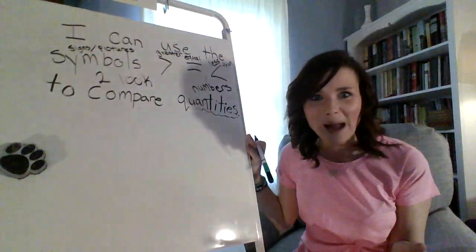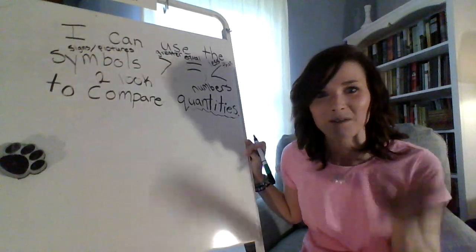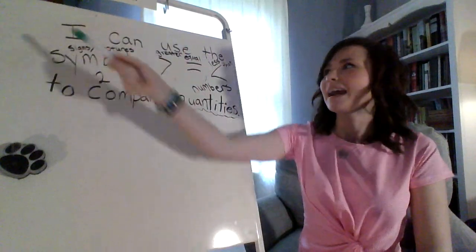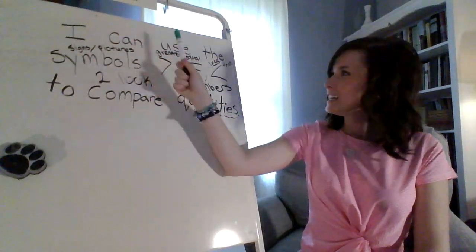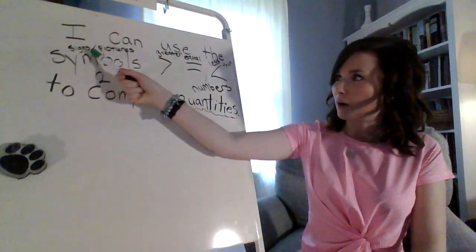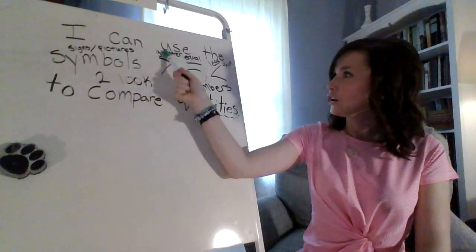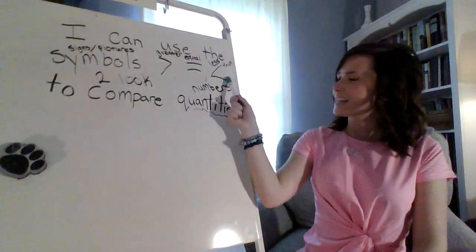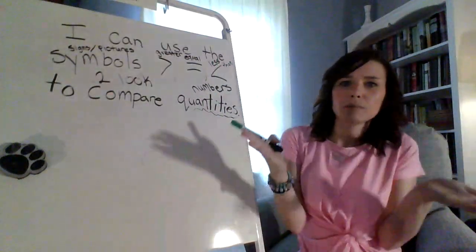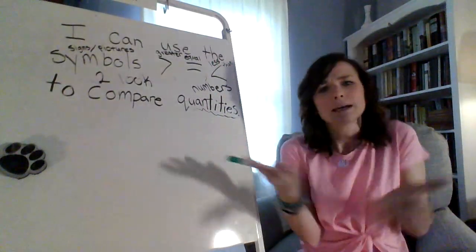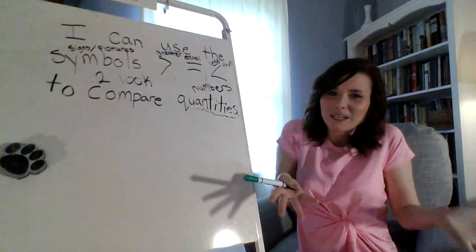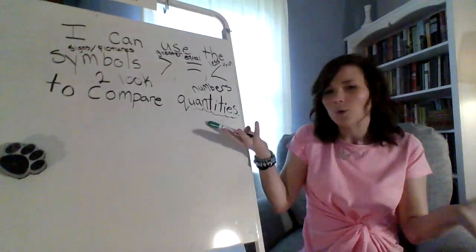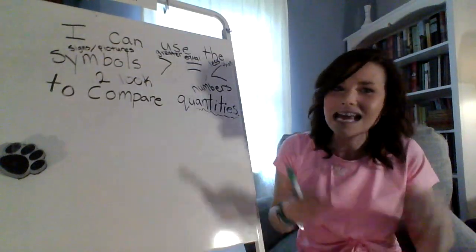All right, let's read it back so we know what we're doing today for math. All right, here we go. Say it with me. I can use the symbols, our pictures, our little signs, greater than, equal to, less than. To compare, we're going to compare those two numbers. We're going to see which number is greater and which number is lesser. And quantities, fancy way to say numbers.